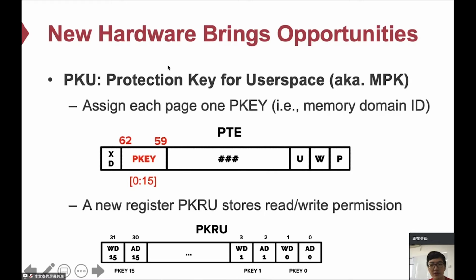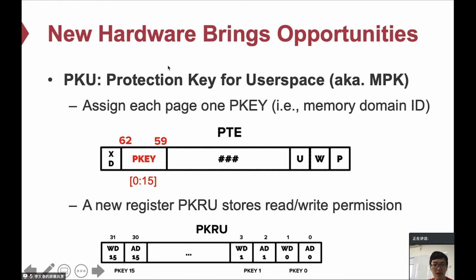Recent hardware brings opportunities. Intel CPU adds a new hardware feature named Protection Key for Userspace, abbreviated as PKU or MPK. This feature allows creating isolated memory domains in a single address space. In more detail, in each page table entry, there are 4 bits to represent the memory domain ID, named PKey. So, a single address space can be divided into 16 memory domains, and each memory page belongs to one of them.